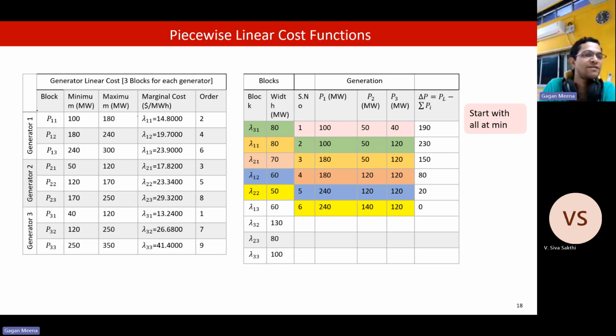The first step is to make this quadratic cost curve piecewise linear and calculate the slope for each segment. The second step is to order them in ascending order, because in that order we are going to use them to satisfy the demand.